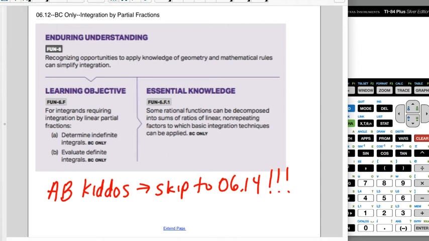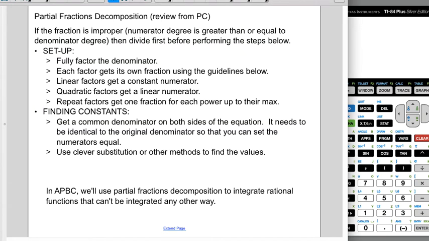So what we're going to be talking about today is using partial fractions decomposition, which is a skill that you learned with me in pre-calculus, to find the integral of rational functions that you can't integrate otherwise. So let's go ahead and review the skill we learned in pre-calc. Partial fractions decomposition is essentially the process of taking a single rational function, a single fraction, and splitting it up into multiple fractions that are easier to integrate.